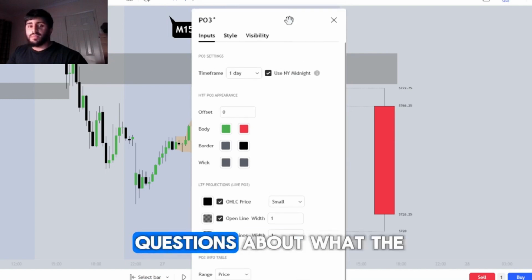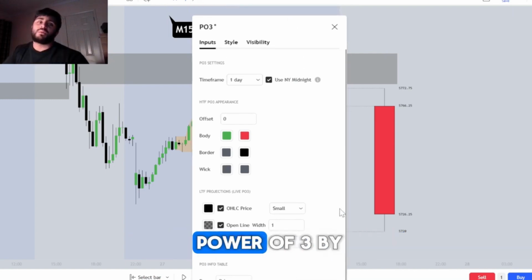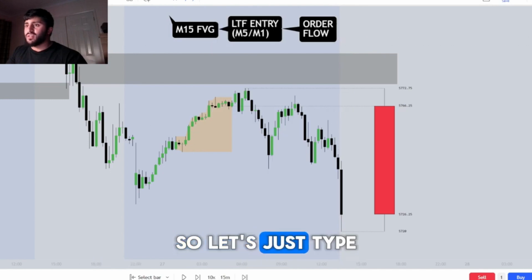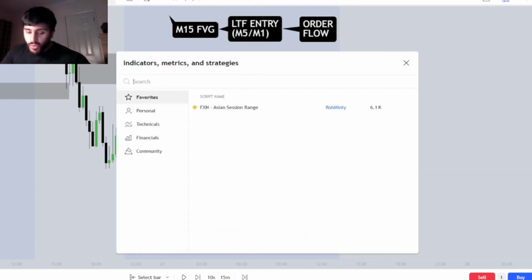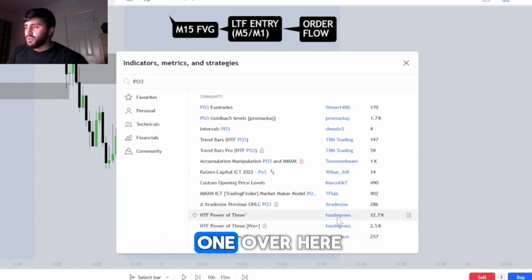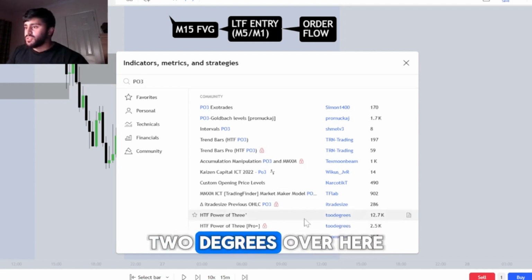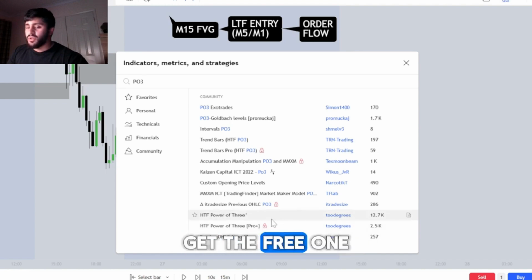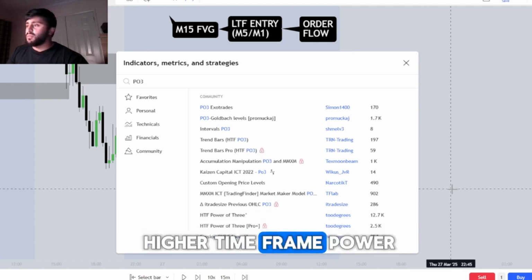I often get questions about what the indicator is. This is the power of 3 by 2 degrees. Let's just type that in on the indicators. What you want to do is type in PO3, right? And you want to get this one over here where it says 2 degrees. Get the one that's not locked, get the free one over here. This is the higher time frame power of 3.